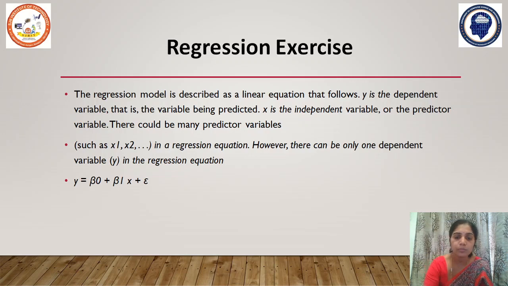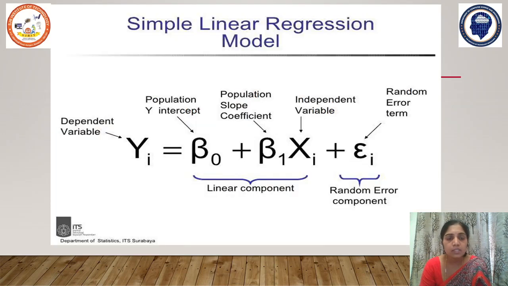So this we have taken the courtesy from the Department of Statistics, ITS, right? So here you can look at where the intercept happens, right? Beta naught, and then here we have epsilon. Then here we have this slope. Fine.